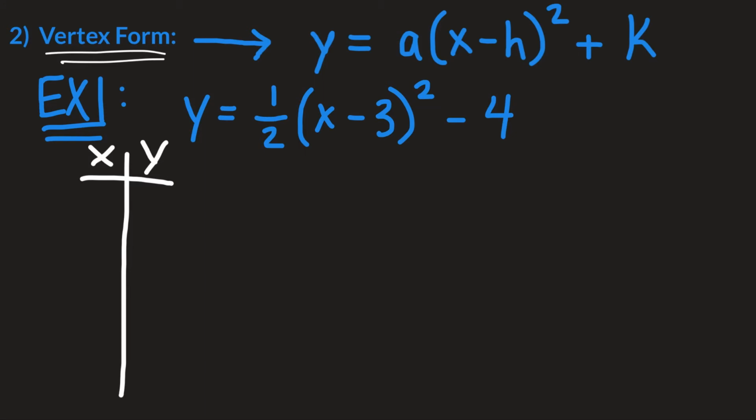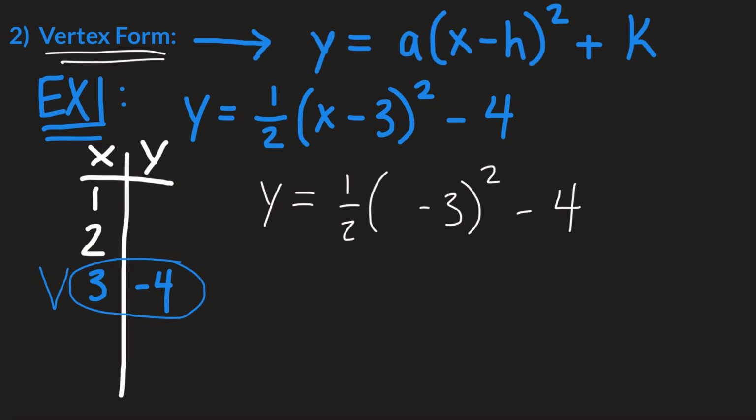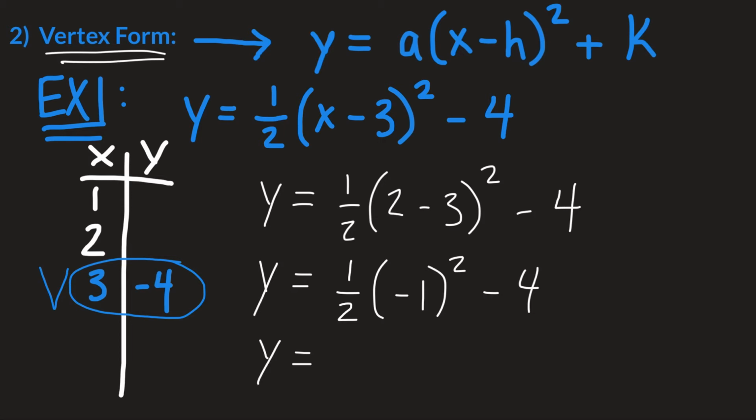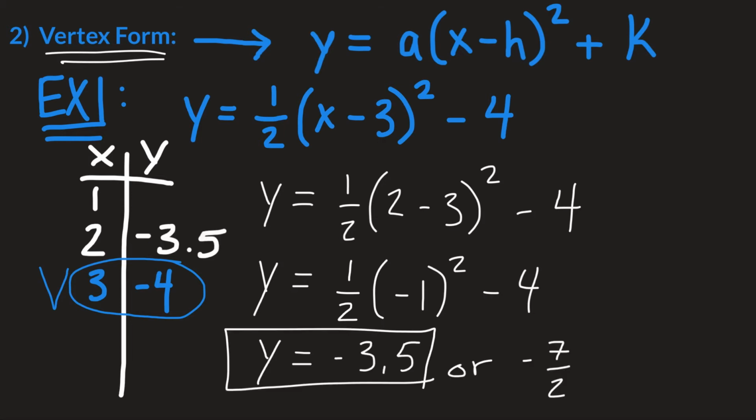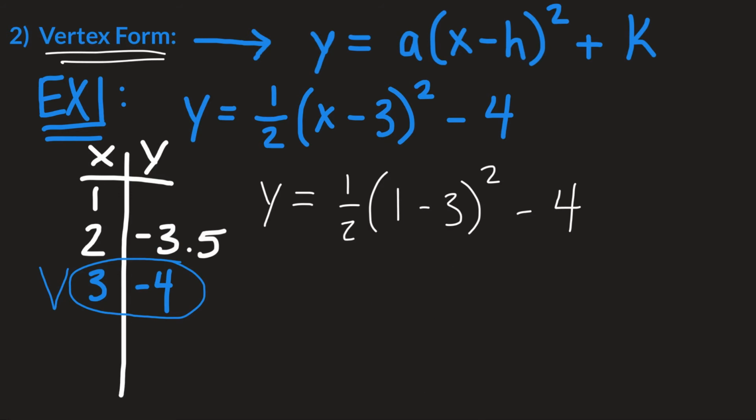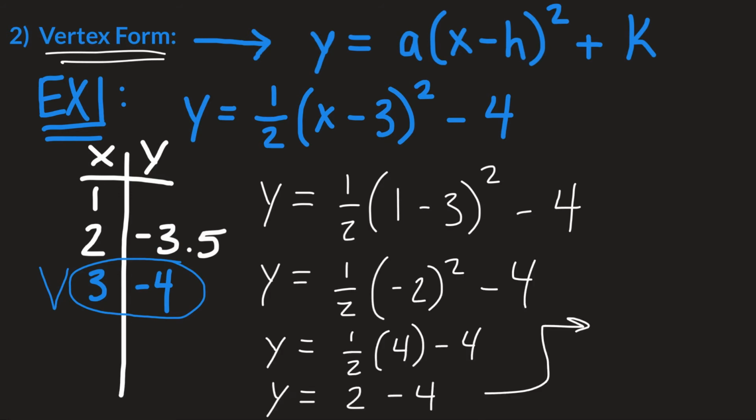First, we know that the vertex is (3, -4). Next, I will input two x values on the left of this vertex into this equation to figure out the associated y values. When I plug a 2 into the formula, I end up with negative 3.5 or negative 7/2. Next, when I plug a 1 into this formula, I end up with y equals negative 2.